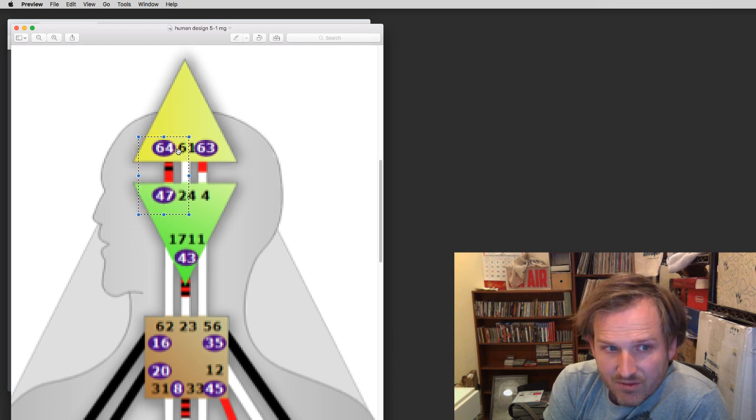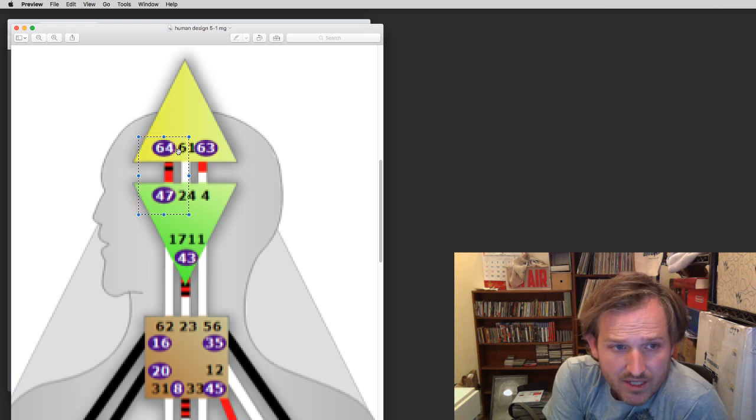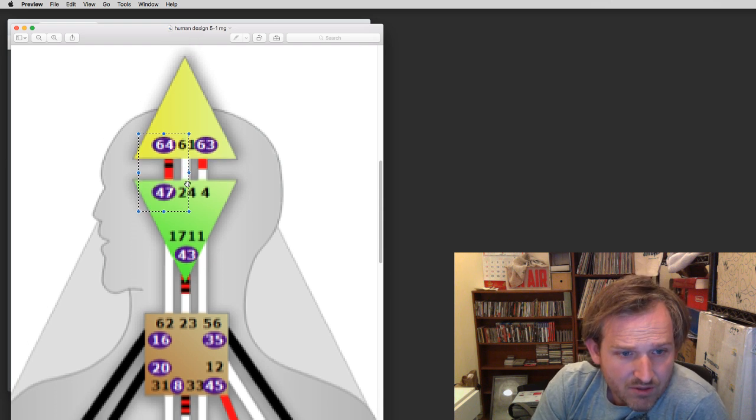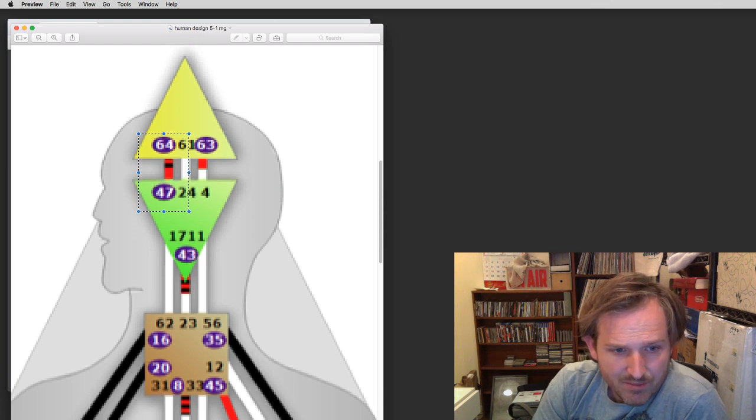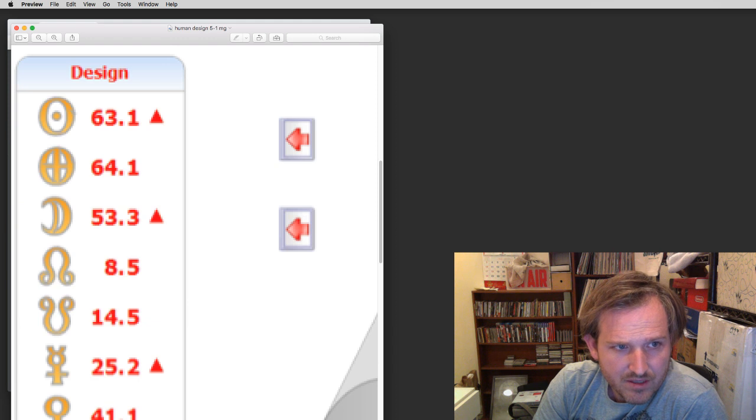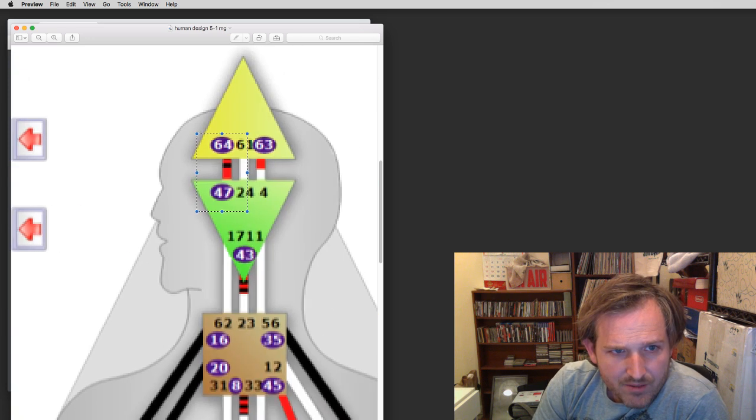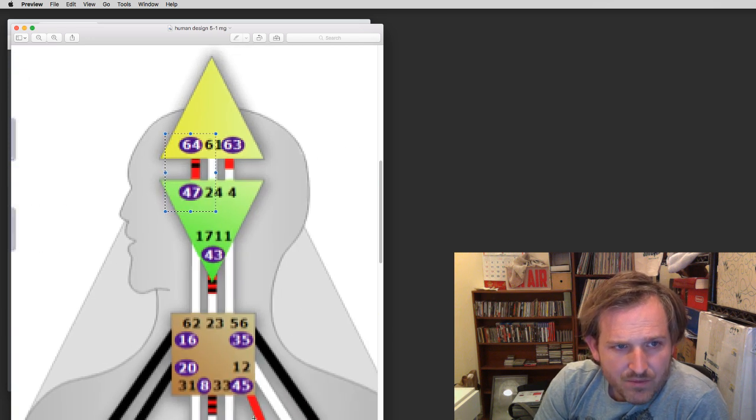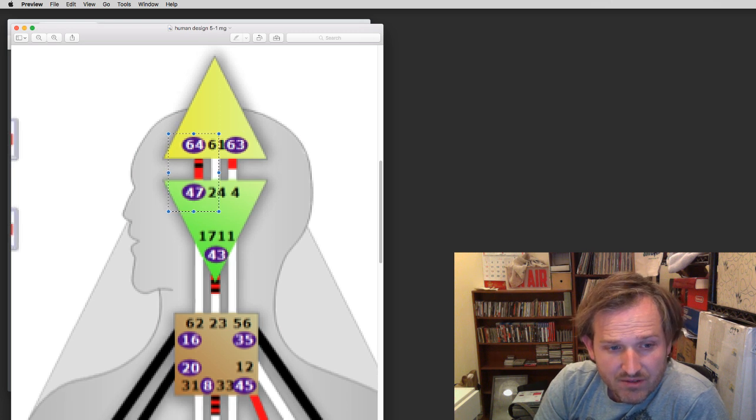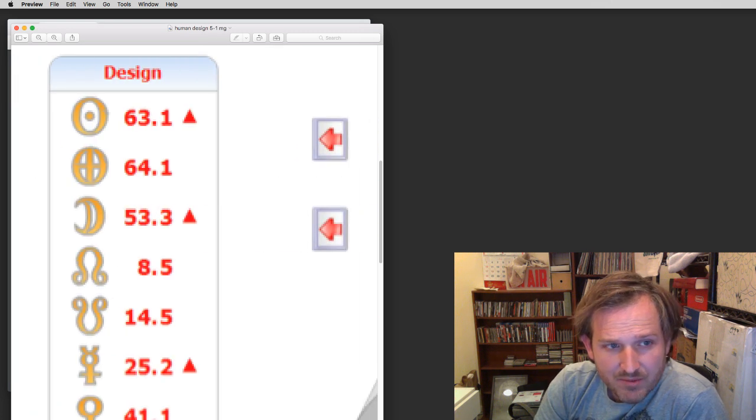And with the 6447, not to mention, your 64 is part of your incarnation cross. So this is a pretty major one. Yeah, it's your design Earth. It's a first line. Basically, you have 64 and 63 in your incarnation cross. These are very prominent placements. The sun and the earth of your design are there.